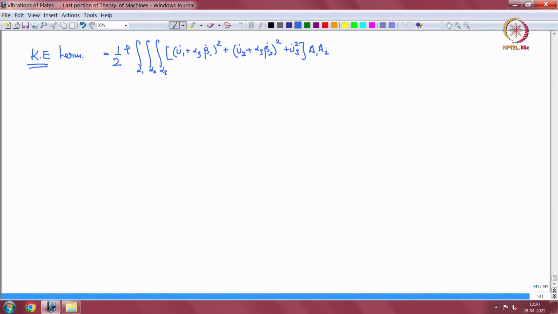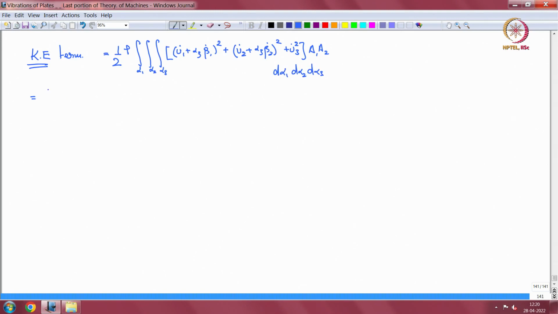And the kinetic energy term is 1/2 rho integral alpha 1, integral alpha 2, integral alpha 3, of (U1 dot plus alpha 3 beta 1 dot) whole squared plus (U2 dot plus alpha 3 beta 2 dot) whole squared plus U3 dot squared, times A1 A2 d alpha 1 d alpha 2 d alpha 3.